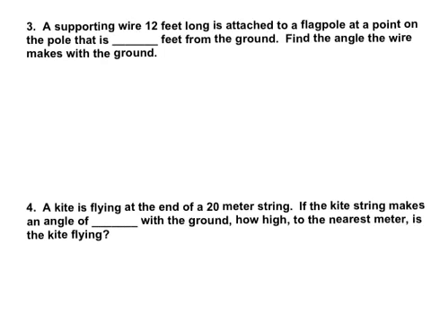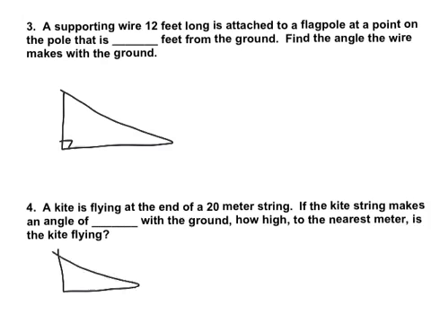For the next two, I'm going to give you the values, and you are going to label the triangles, and then we'll check them in class. So I have the right triangle. You need to draw that one. You need to draw this one. And then a supporting wire 12 feet long is attached to a flagpole at a point on the pole that is 9.5 feet from the ground. So there's your value that you're putting in. And we want to find the angle this time the wire makes with the ground.